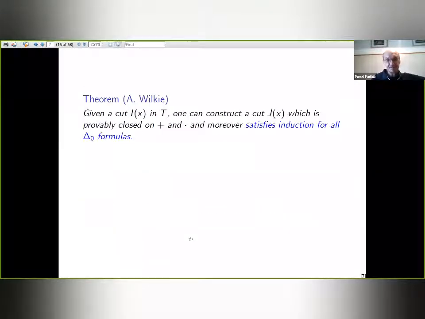Furthermore, given a cut in T, one can construct a cut J which is not only provably closed under addition and multiplication, but moreover, it satisfies induction for all delta zero formulas. This is a non-trivial result. What is not difficult to show is that for any finite set of delta zero formulas, you can get such a cut. But it's more tricky to get a cut that is closed simultaneously under all delta zero formulas. And we don't know if delta zero induction follows from finitely many instances of delta zero, and probably does not.